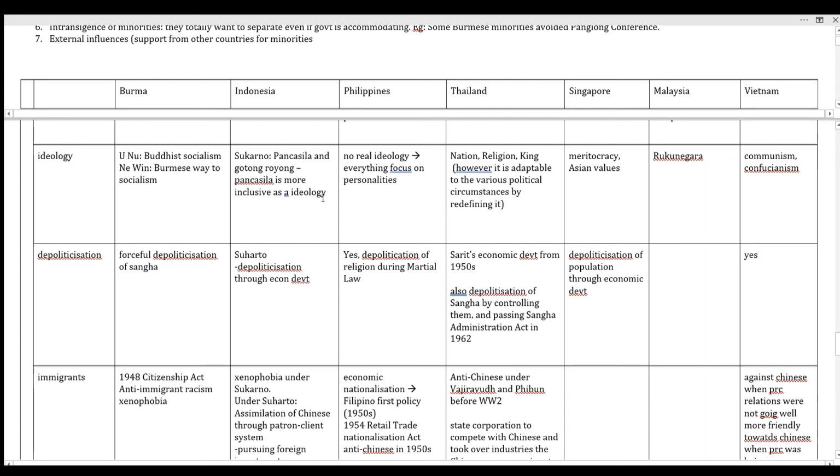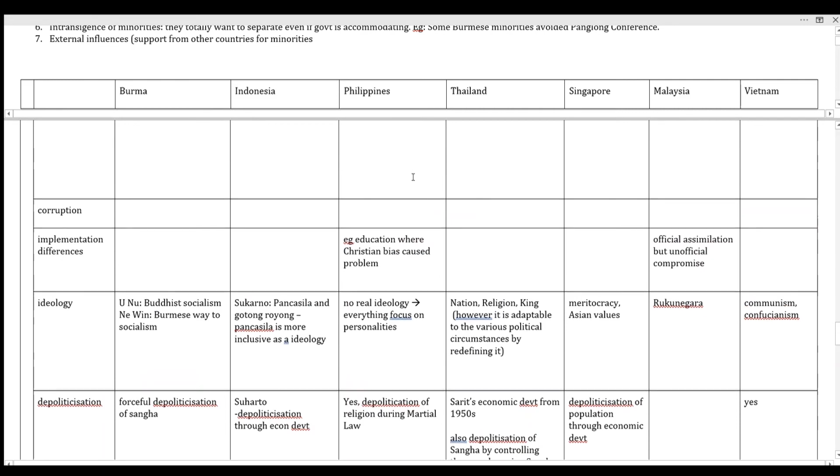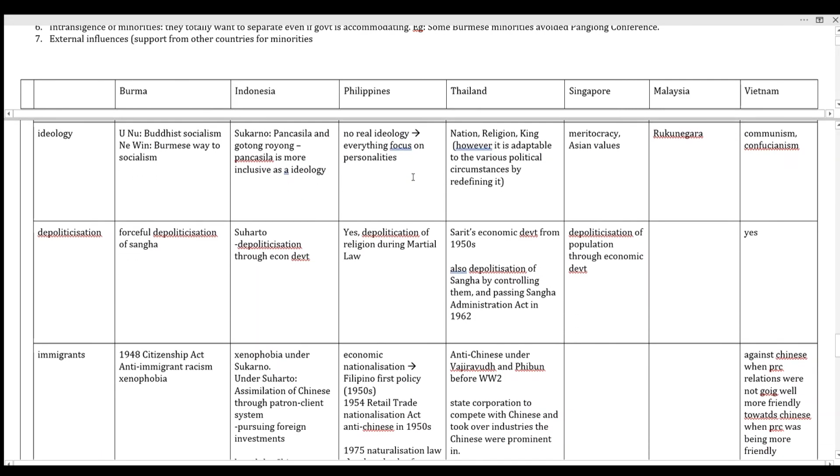In Indonesia, we have the Pancasila and the Gotong Royong, and the Pancasila is the inclusive one. Philippines, you don't have a real ideology because their politics is really just personalities and corruption and stuff. Yeah, fun stuff. Okay, so Thailand, we have their nation, religion, king, which they can happily use for everything. And in Singapore, we have our meritocracy, especially, and we do have certain Asian values, which is not explicitly said, but we do use Asian values to do things.